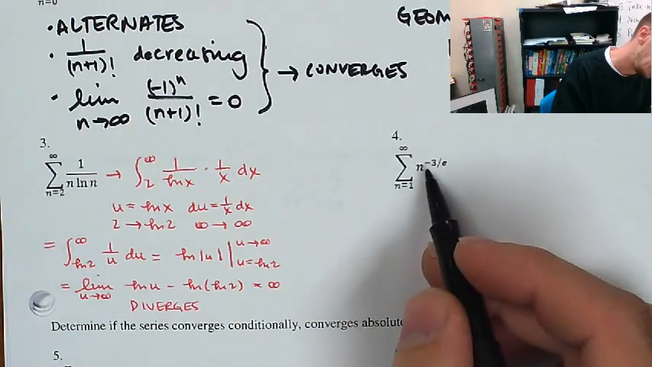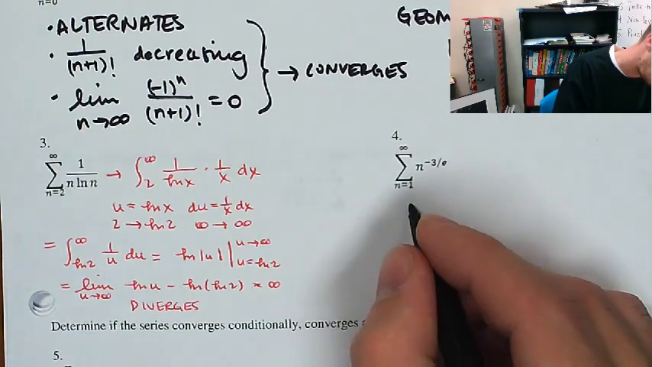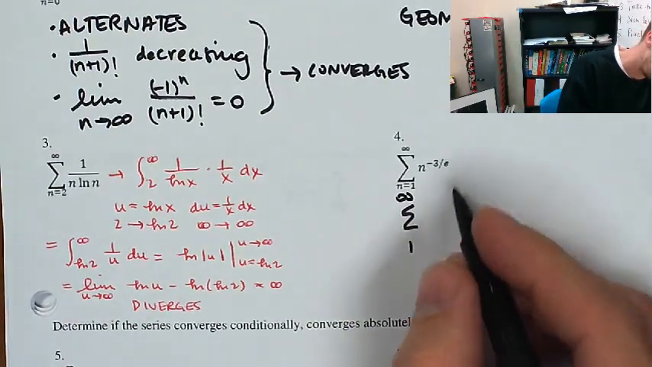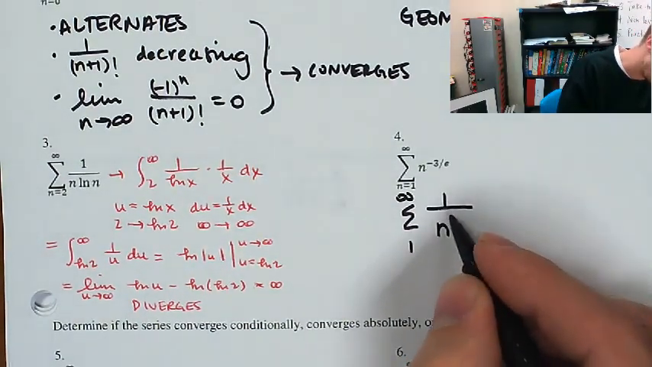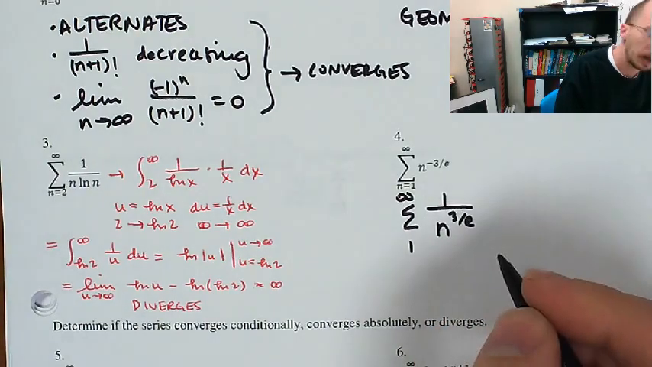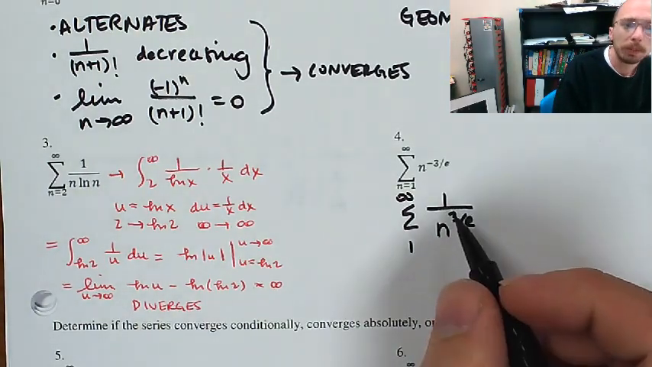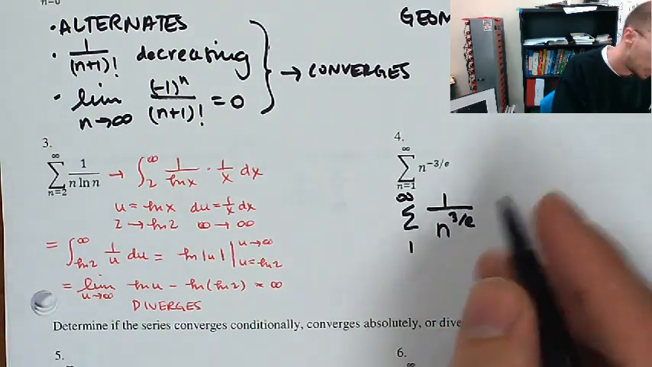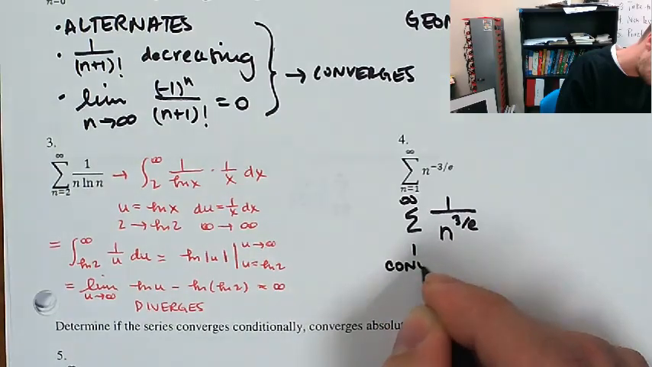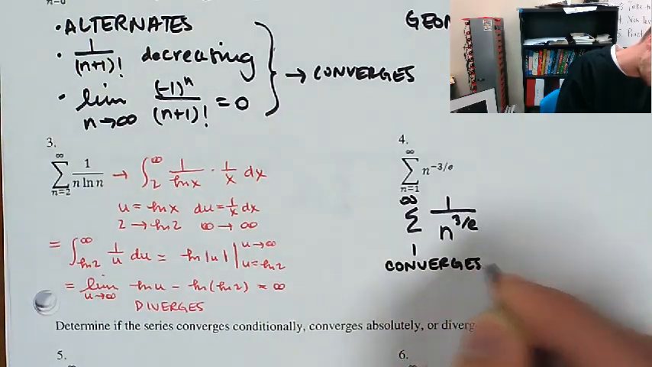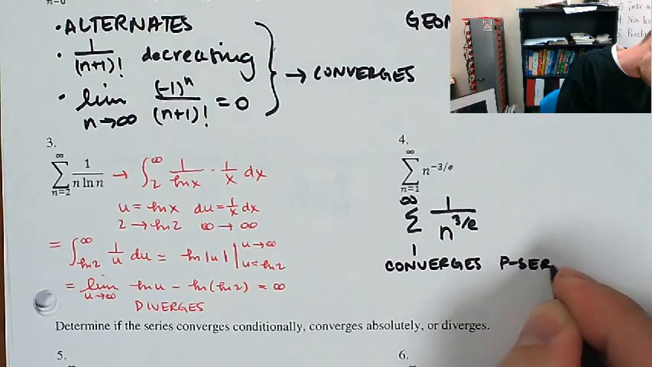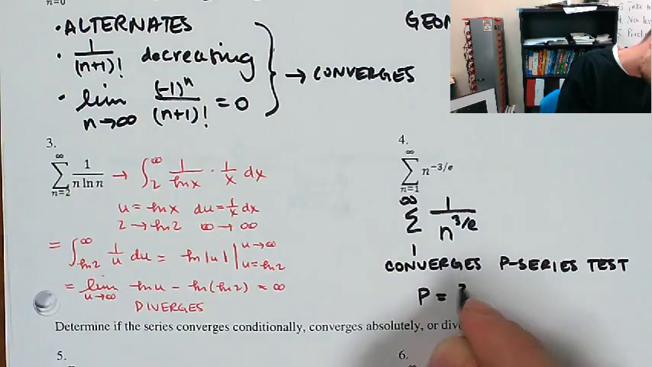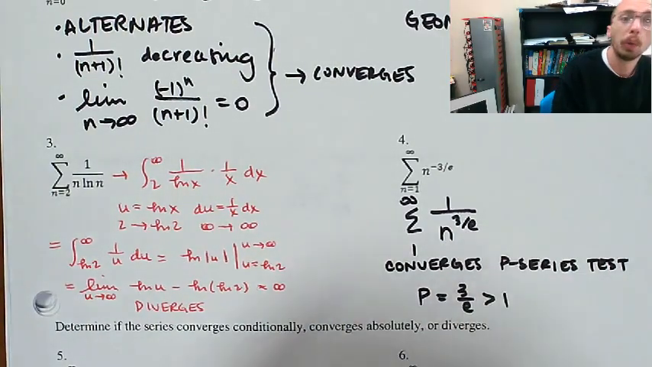Okay, n to the -3 divided by e. We're going to want to write that as a fraction, right? Because we know that all of the good series are fractions. So that's 1 over n to the 3 divided by e power. This is a p series with p equals 3 divided by e. e is between 2 and 3, so this number is bigger than 1. So this is converging by the p series test. p is equal to 3 divided by e, which is bigger than 1.